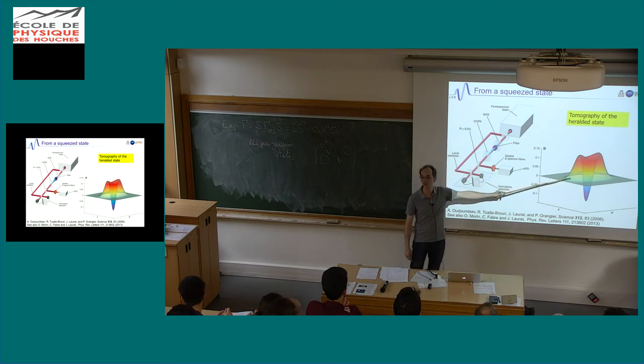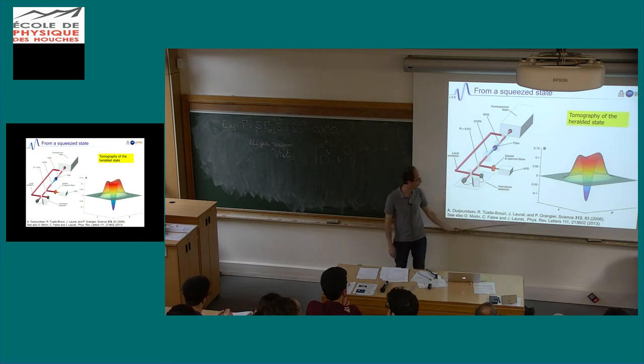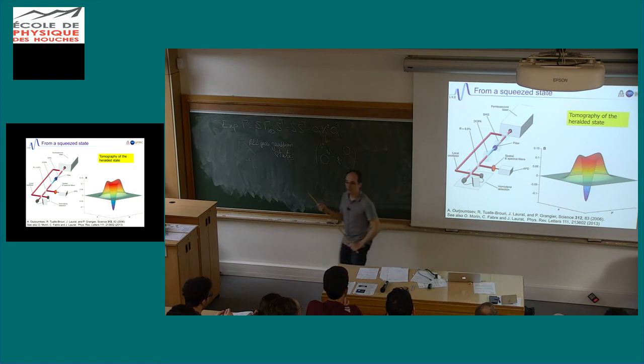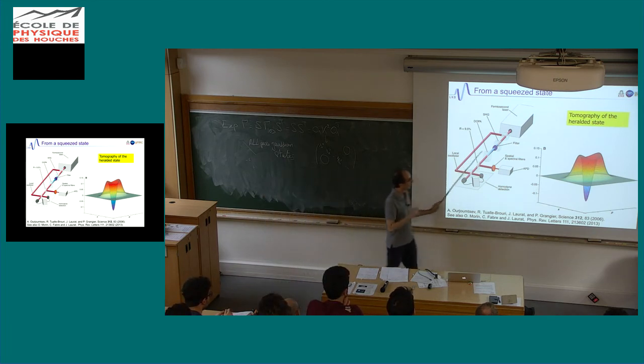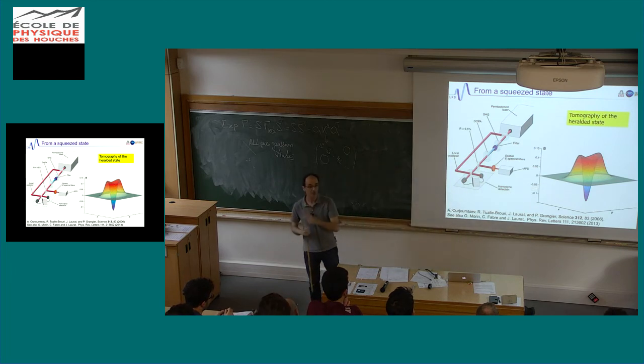And what you find is this kind of negative Wigner function, and if you have questions, you can ask Julien, because he did that, so he can tell you all the details about that. And this works very well, and you get a very nice negative Wigner function with that.